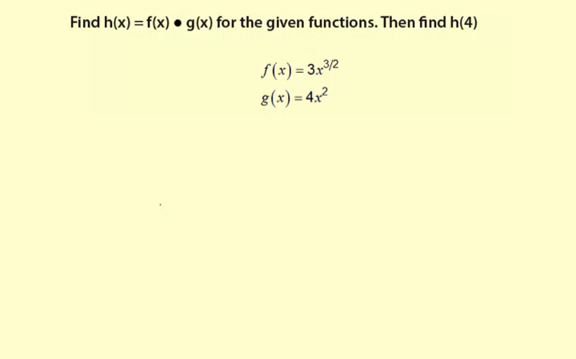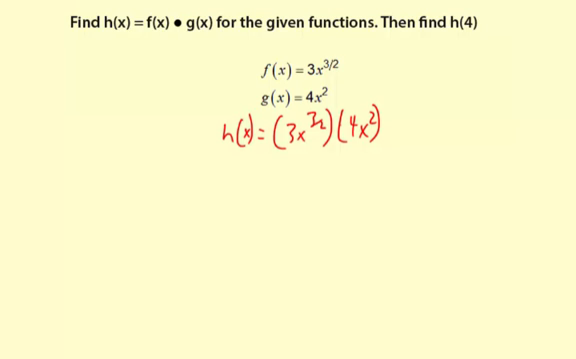Find h of x equals f of x times g of x for the given functions, then find h of 4. So we're going to multiply f of x times g of x. So we're going to have 3x to the 3/2 power times 4x squared.